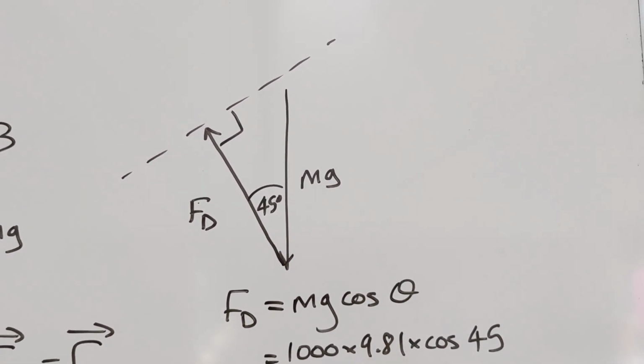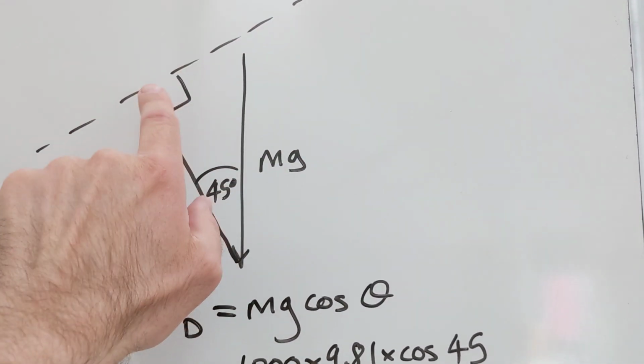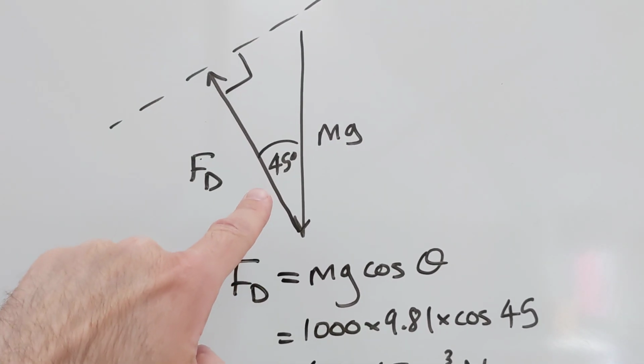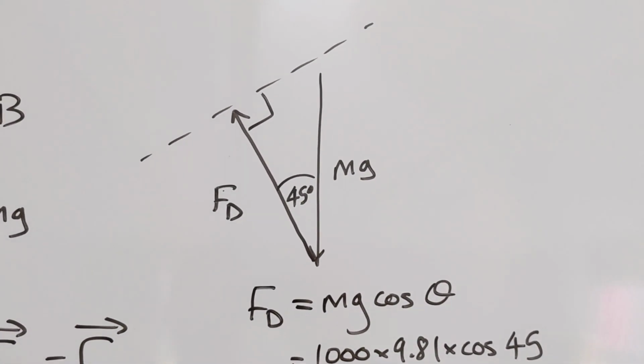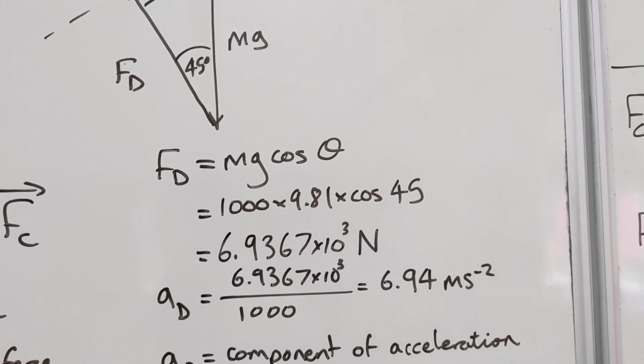Okay, well, now we've got a diagram. Even though there's a normal force here which isn't the same magnitude, it doesn't matter. We know that this is an angle of 45 degrees, and we know this must all make a nice triangle, so we can use trigonometry.